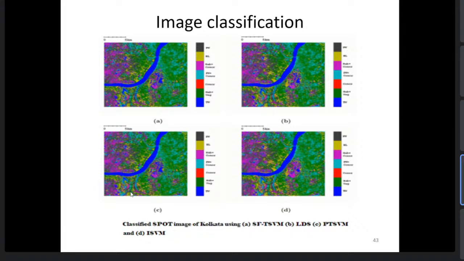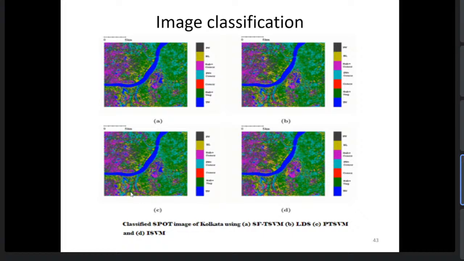So this is the image classification. You see that the four figures are there. Okay. Now you see that visually it is very difficult to separate which one is better. The first picture is classified by our proposed method, B is given by LDS, C is given by PTSBM, and the last one is given by conventional support vector machines. So visually it is very difficult to say which one is better, because it seems all are the same.